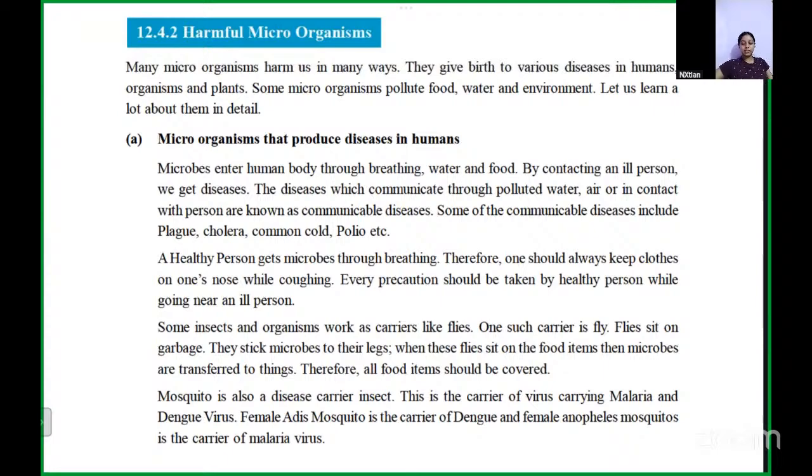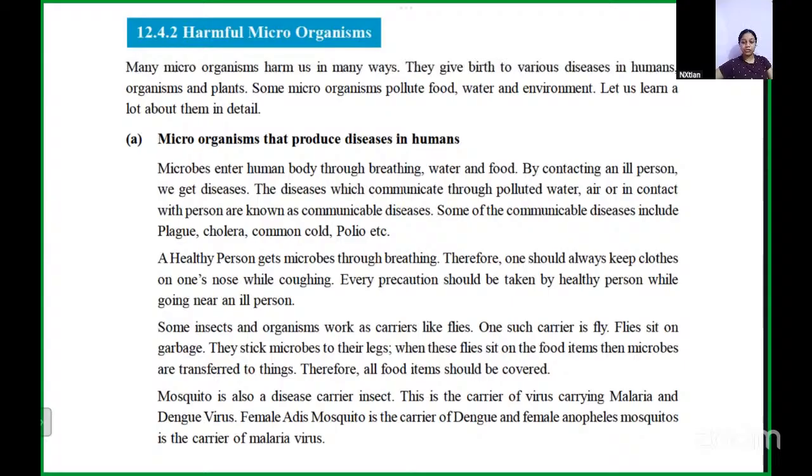Okay, what are some examples of communicable diseases? Some communicable diseases are plague, cholera, common cold, and polio. These four are communicable diseases, and more are there. Now, a healthy person gets microbes through breathing. Therefore, one should always keep cloth on one's nose while coughing. Every precaution should be taken by a healthy person while going near an ill person.